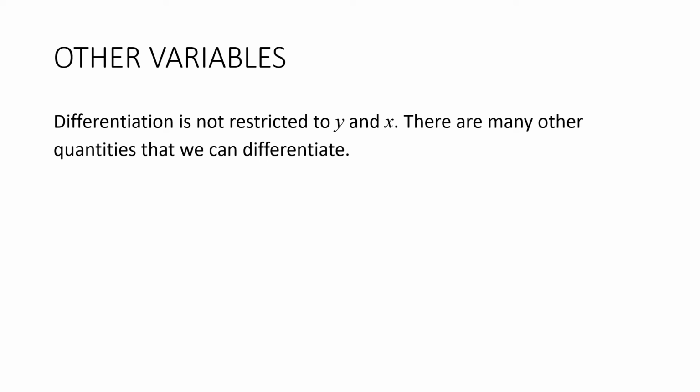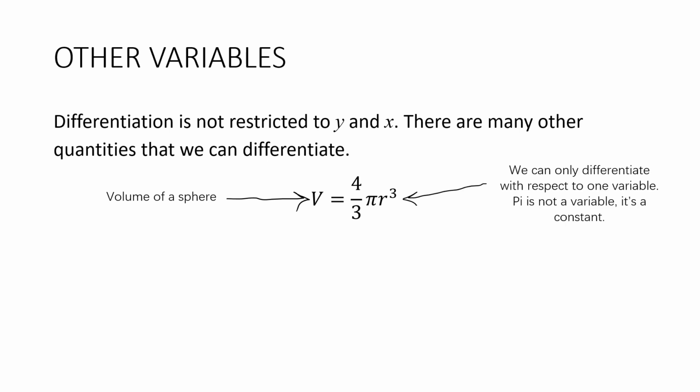Let's finish off with this. Differentiation is not restricted to y and x. There are many other quantities that we can differentiate. For example, what's this formula? This is the volume of a sphere, isn't it? What happens if we differentiate V with respect to r? Now I should point out we can only differentiate with respect to one variable, and pi in this case is not a variable, it's a constant. It's just a number. So let's work out dV dr.